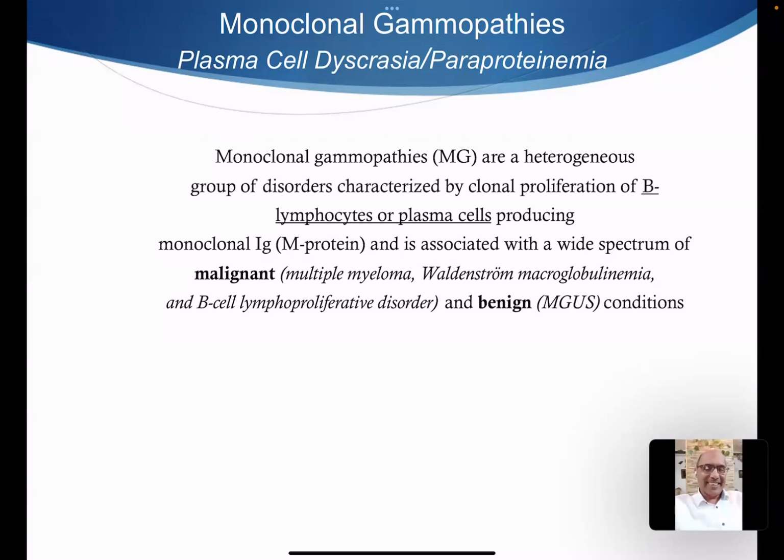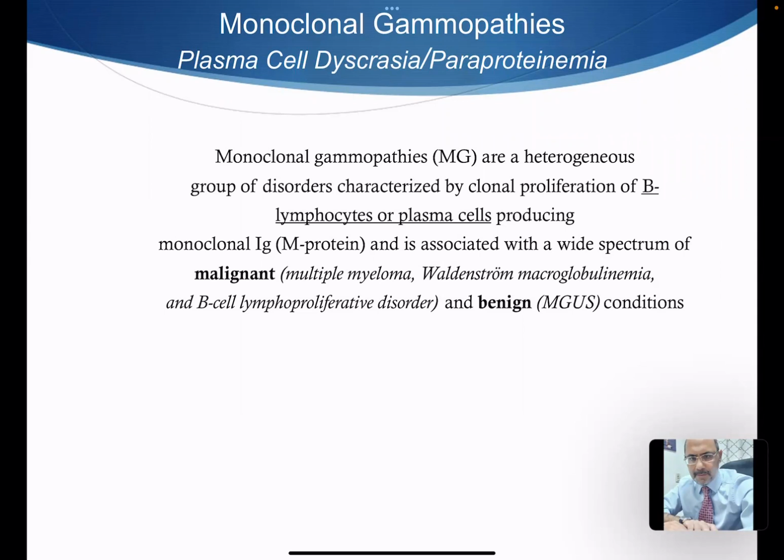Okay, thanks, Yasser. So we'll start with the monoclonal gammopathies, if you'd like to call it plasma cell dyscrasia or paraproteinemia. As the name implies, it's a heterogeneous group of disorders. So it's not just one type of disease. It's very heterogeneous. The main issue is clonal proliferation of B lymphocytes or plasma cells.